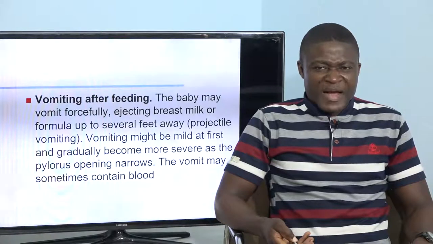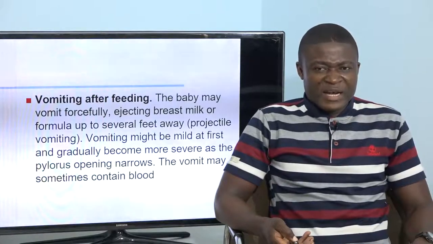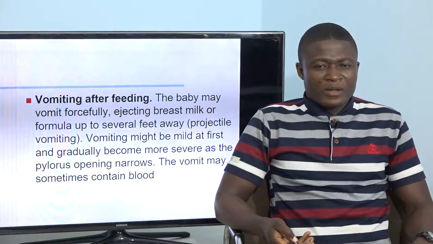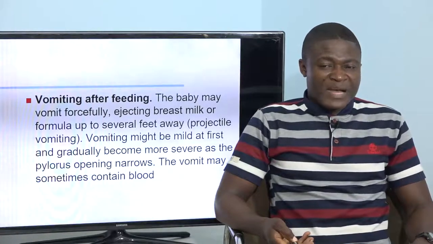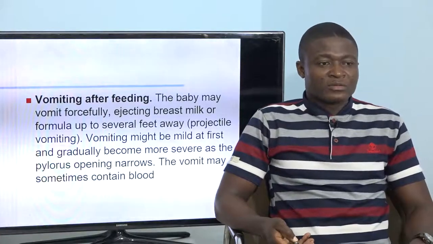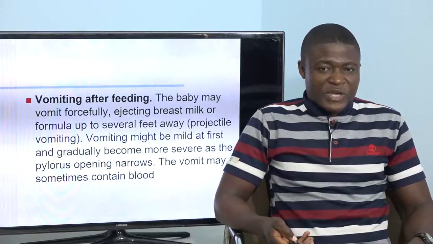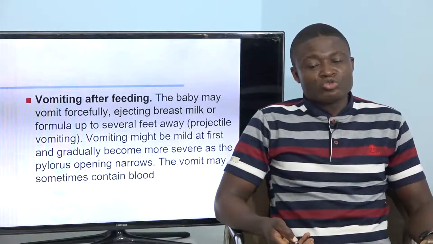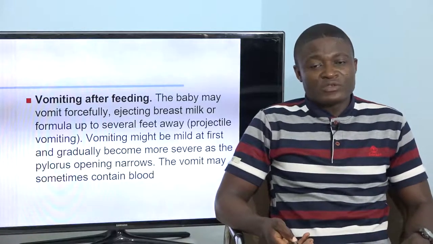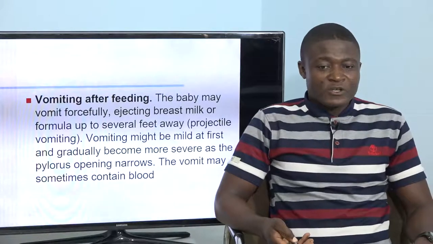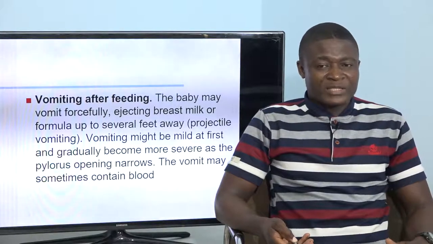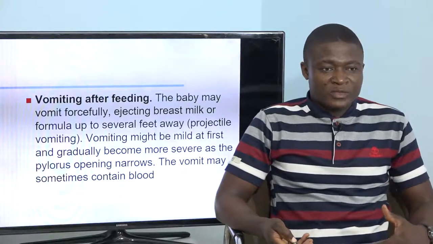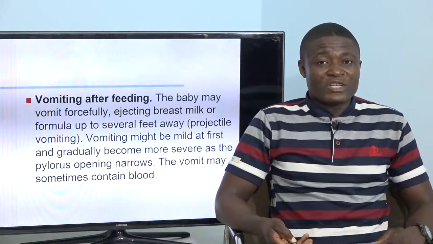Vomiting might be mild at first and gradually become more severe as the pylorus opening narrows. The vomit may sometimes contain blood. So if the baby has taken in breast milk, but unfortunately the pylorus is narrowed, the content is not able to move into the intestines. It is in the stomach. So the more the baby feeds, the more bloated the stomach becomes, and then it gets to a point that the stomach is overflowing. And this will lead to vomiting.